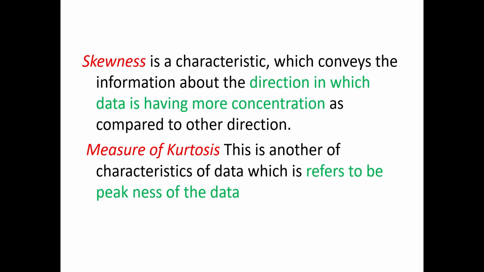Skewness tells us in which direction there is more concentration. Is it the left side, central side, or right side? So mostly the data belongs to which category? Right side, left side, or centrally focused. So that is skewness. And kurtosis is telling us the peakedness of the data. What is the highest value of the data? I will show you with an example. That is what these different characteristics are trying to convey to us.